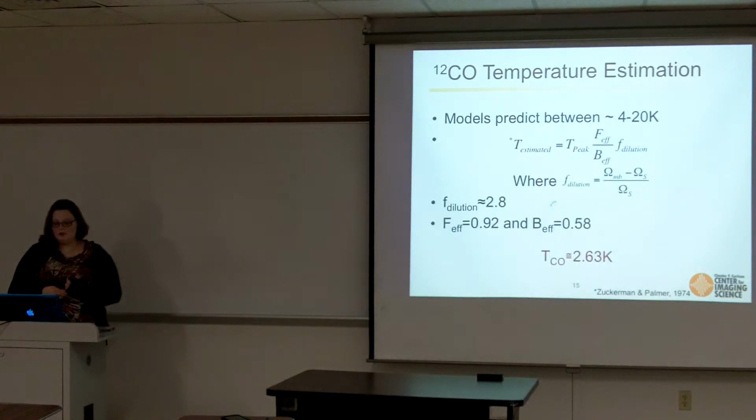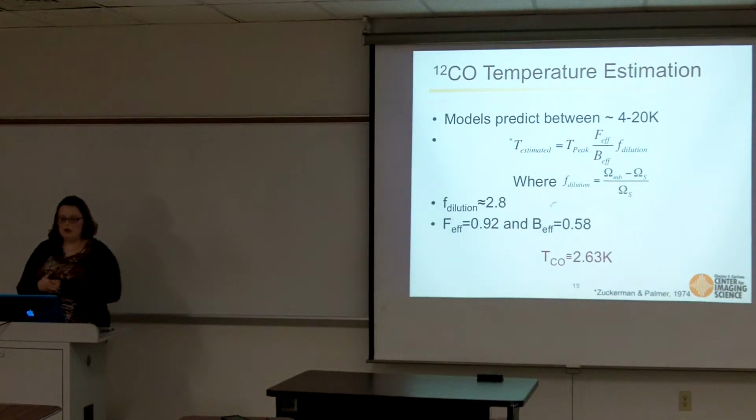So models predict about 4 to 20 Kelvin, and if you go to the Zuckerman and Palmer 1974 paper, you can get your signal to temperature estimation equation with this dilution factor, which is just the solid angle of the main beam and the solid angle of the source, which in the paper that I used assumed about 2.8. So I estimated about 2.63 Kelvin, which is not very close.